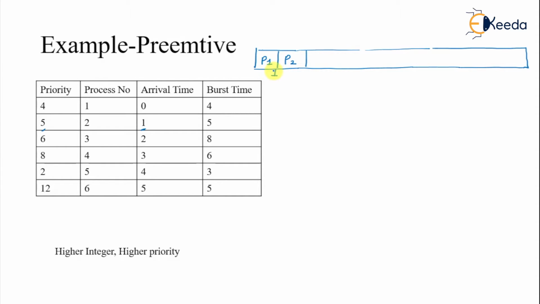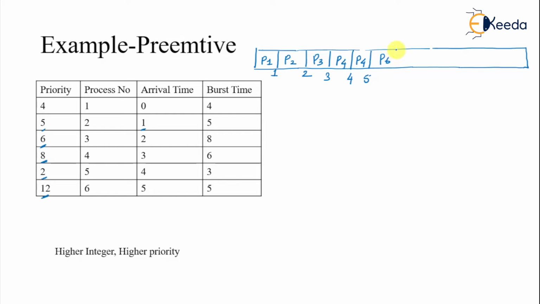At 1 something changes. At 2, another process is coming with a higher priority, that is 6. So immediately we'll turn to P3, 1 time unit. At time unit 3, another process is coming with a higher priority, that is 8, which is P4. And at 4 you see a process is coming with a lower priority, which is only 2. So we'll continue our execution with P4. At 5 we have another process with the priority of 12. So now we'll schedule P6 in this case.